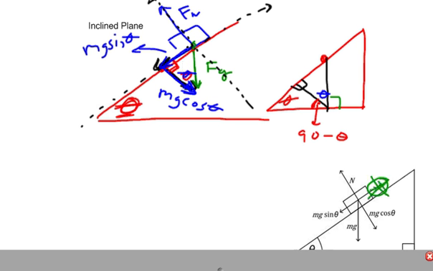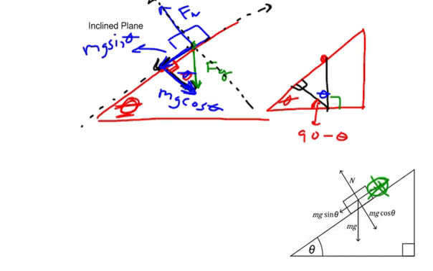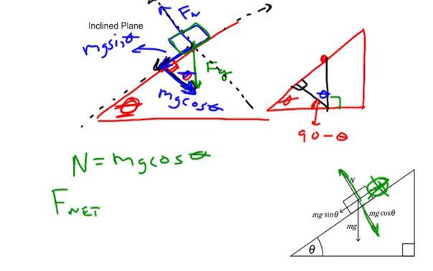And so what are some things that we know? Well, because our box is staying on the plane, it's not going through it or just projecting into the air, we know that the normal force must equal mg cos theta. In other words, these forces must cancel out. Therefore, the net force is down the plane, and the net force is mg sine theta.